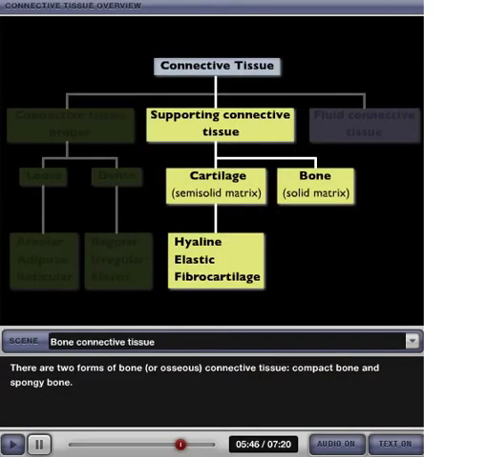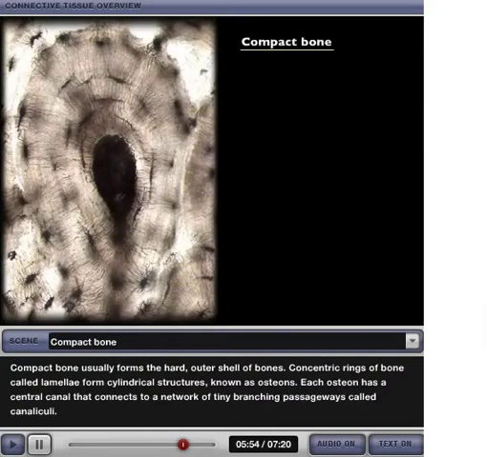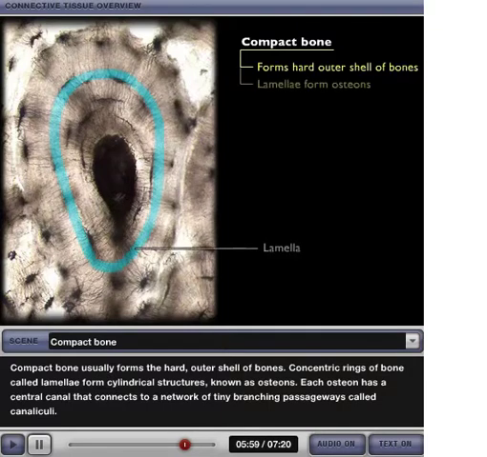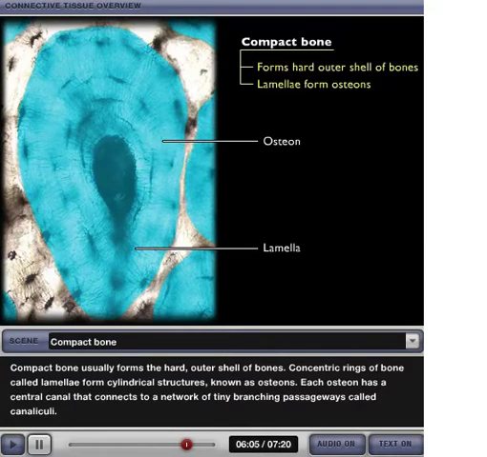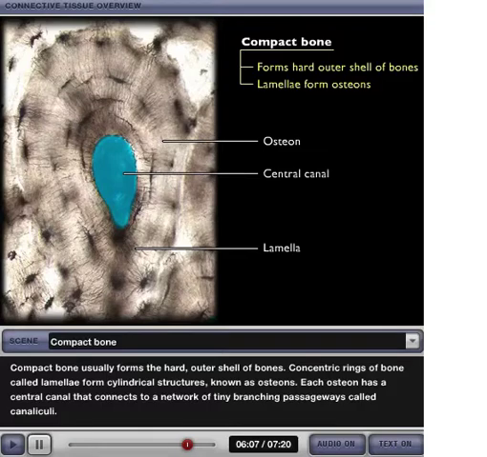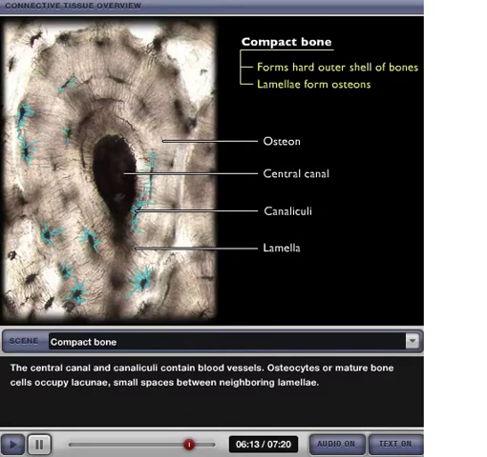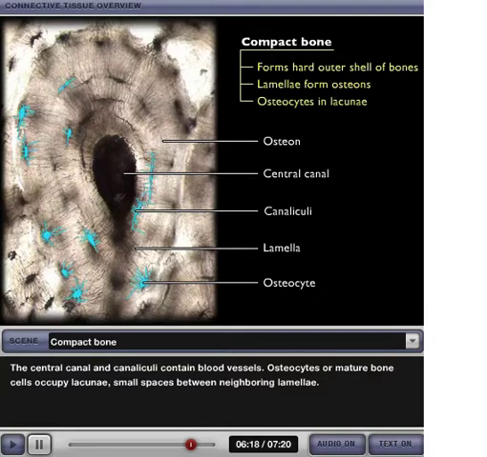There are two forms of bone or osseous connective tissue: compact bone and spongy bone. Compact bone usually forms the hard outer shell of bones. Concentric rings of bone, called lamellae, form cylindrical structures known as osteons. Each osteon has a central canal that connects to a network of tiny branching passageways called canaliculi. The central canal and canaliculi contain blood vessels. Osteocytes, or mature bone cells, occupy lacunae, small spaces, between neighboring lamellae.